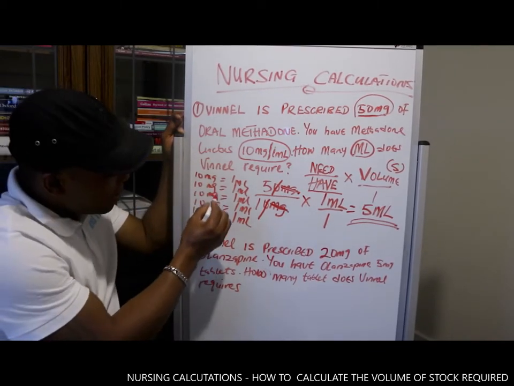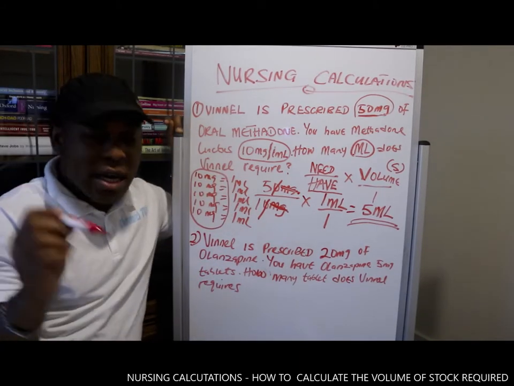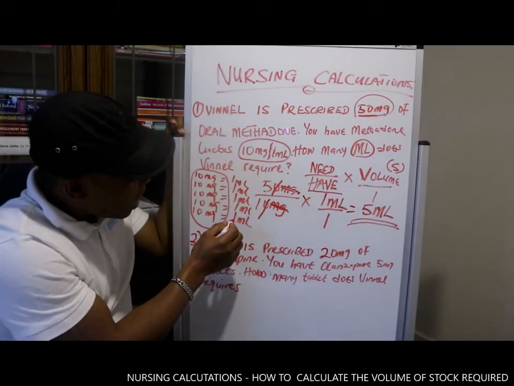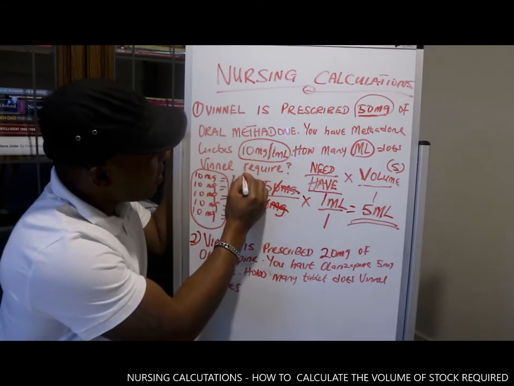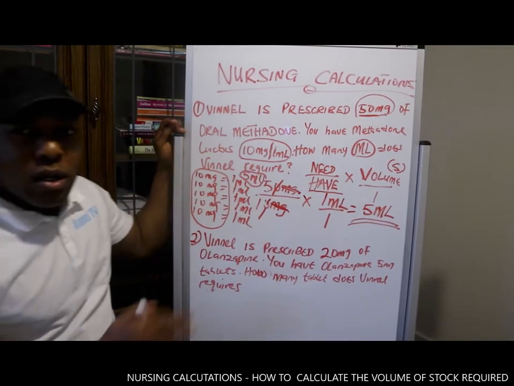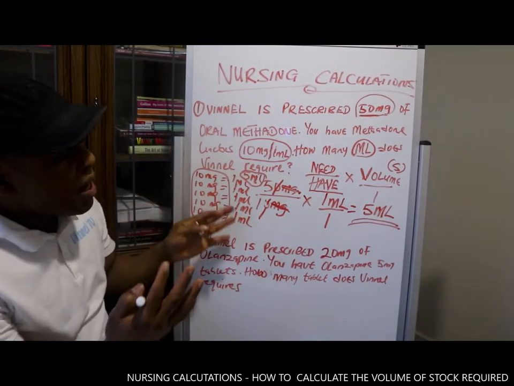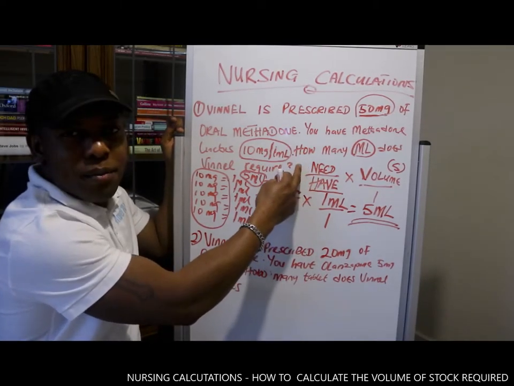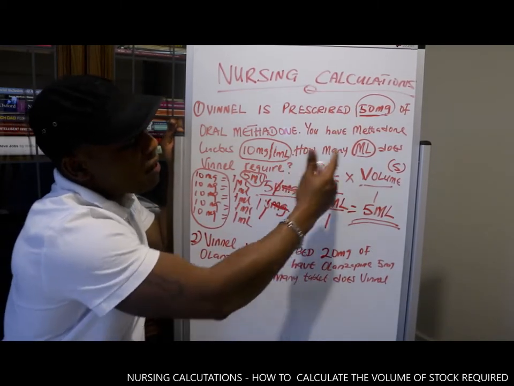You know that this is now the 50 that Vinyl needs. But remember, the question here is the volume, how many ml. So the answer you need is from here: 1, 2, 3, 4, 5. So Vinyl will need 5 ml of methadone. But this is a long process. The easy way to do this is to just understand this formula: what we need, or what is prescribed. What Vinyl needs here is 50 milligrams. So what we need over what we have, times volume.